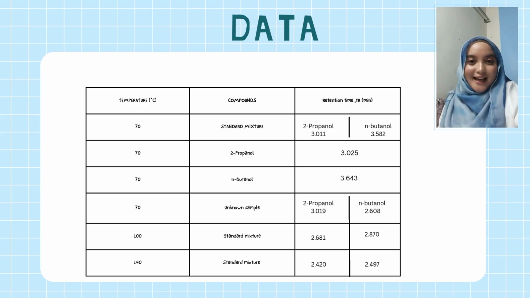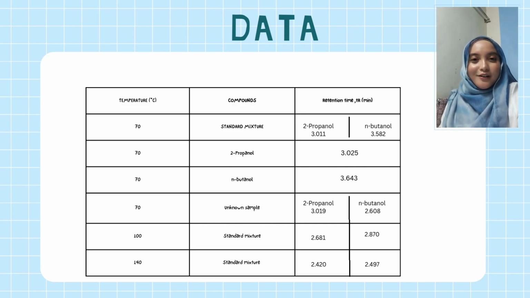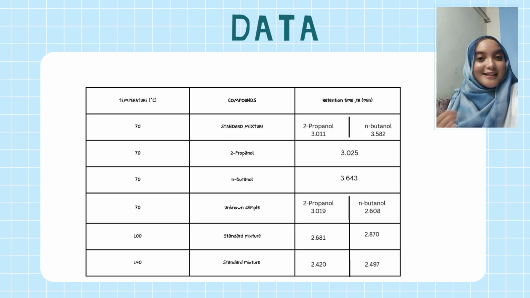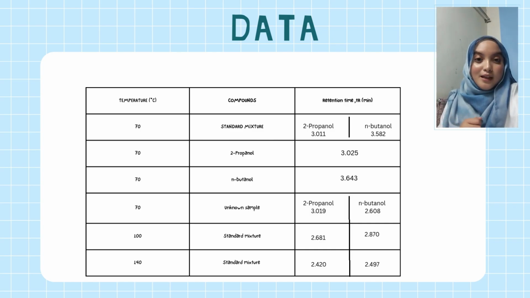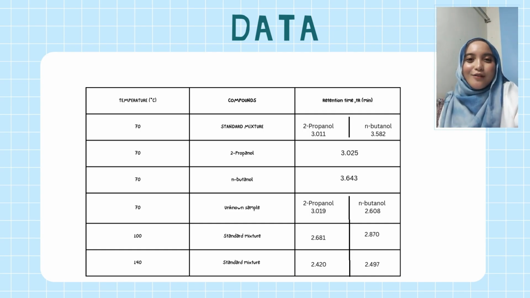Okay, on this slide, we can see the retention times of different compounds obtained from our gas chromatography experiment. First, we tested the standard mixture at 70 degrees Celsius, which contains 2-propanol and N-butanol. Their retention times were 3.011 minutes for 2-propanol and 3.582 minutes for N-butanol. Next, we analyzed pure 2-propanol and pure N-butanol separately at the same temperature. 2-propanol had a retention time of 3.025 minutes and N-butanol was 3.643 minutes.